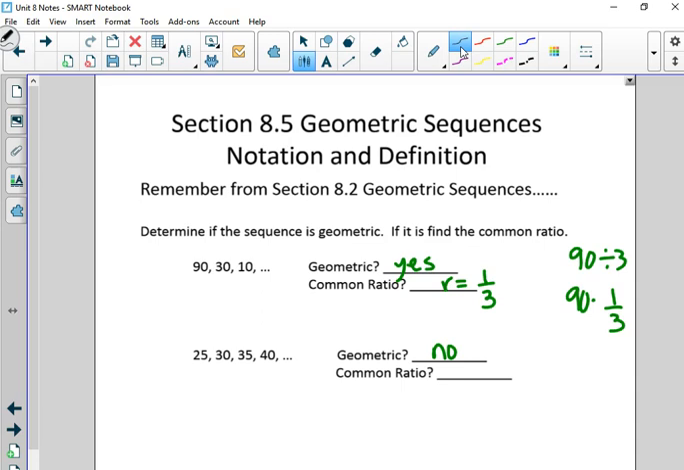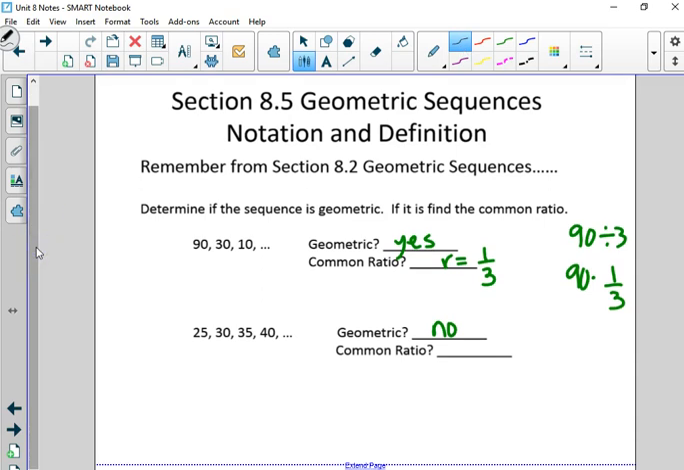8.5. Remember from the beginning, to determine if it's geometric or not, find the common ratio. So what's happening here is, this is being divided by 3, and this is being divided by 3. Okay? Since it's being divided by 3, yes, it's geometric, and R is 1/3. It's being multiplied by 1/3.